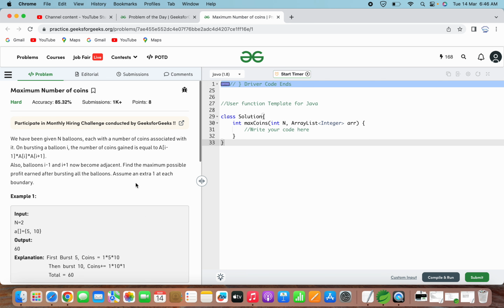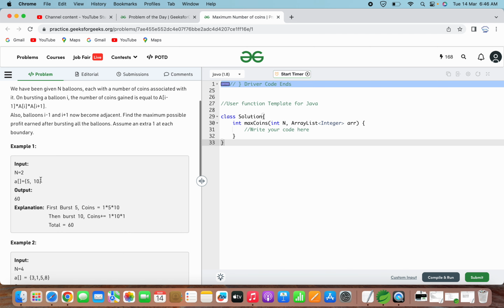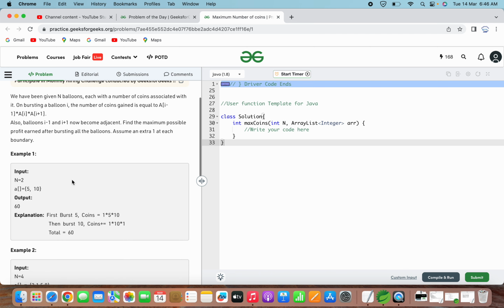Here it is said that two balloons are there, and the price array, the number of coins associated with them, is 5 and 10. So here two balloons are there, and this is the array A that has been given as an input. So on bursting 5 we get the number of coins as 1 into 5 into 10, that is 50. Then on bursting 10, that means the second balloon, we get 1 into 10 into 1, because since we have already bursted 5, this 5 has been removed from the array.